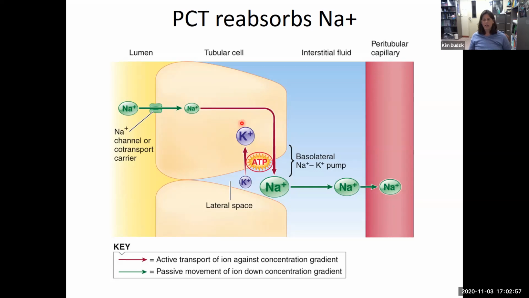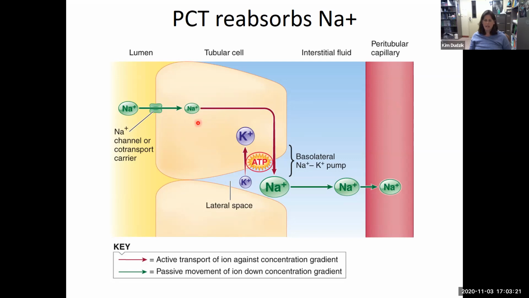Now there's actually more sodium in the interstitial fluid and in the capillary than there is inside of the cell. Okay, remember that's just true. Go back to your neurons. Whenever we opened a channel, sodium came into the cell because there's always, just by definition, more sodium in the interstitial fluid and in the blood.